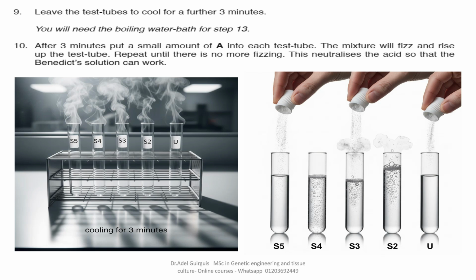If we add an amount of sodium hydrogen carbonate solution and the fizzing is still present, add extra successive amounts until the fizzing ends and no bubbles take place. This means we have reached the desired point. The mixture will fizz and rise up the test tube, so repeat until there is no more fizzing. This neutralizes the acid so that the Benedict solution can work.